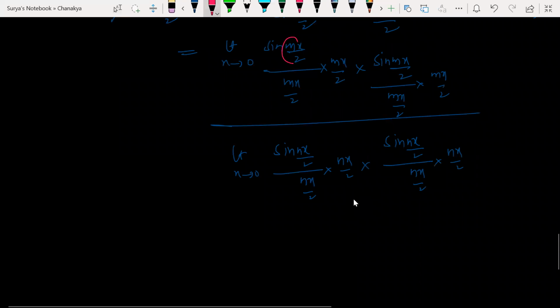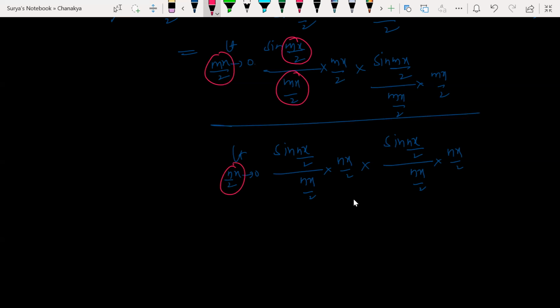Now look at this. Here I have mx by 2, mx by 2. Here, how can I make mx by 2? Multiply with m by 2 on both sides. 0 into m by 2, how much? 0 by 2. 0 into m by 2, 0 only. So even if you multiply or don't multiply, everything is the same. Here I have nx by 2. So multiply with n by 2 on both sides. So look at this now. Here, 3 pink color circles are equal. Look at this. Yes or no?